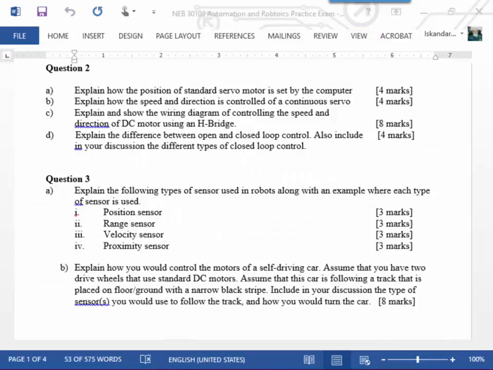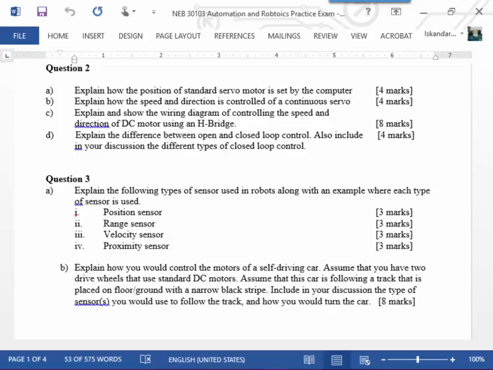The speed of a continuous servo is done the same way. When we send a pulse width to a standard servo, standard servos are designed to go to a position and stay there. A continuous servo is designed to rotate in both directions at various speeds depending on the pulse width. So to change the speed and the direction, you simply change the pulse width. Again, the signal is right around 5 kilohertz.